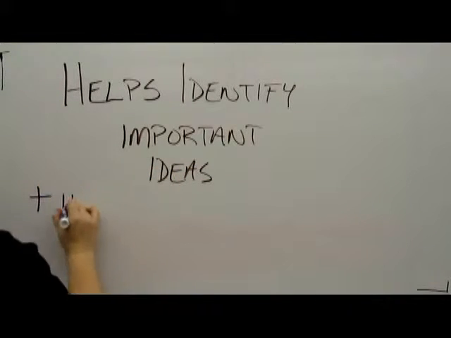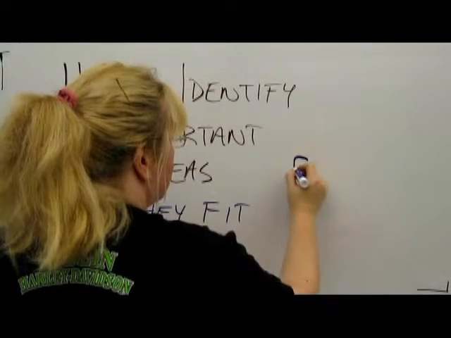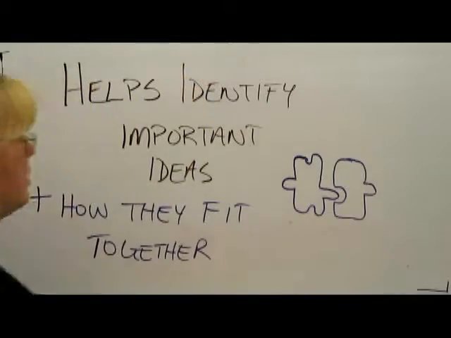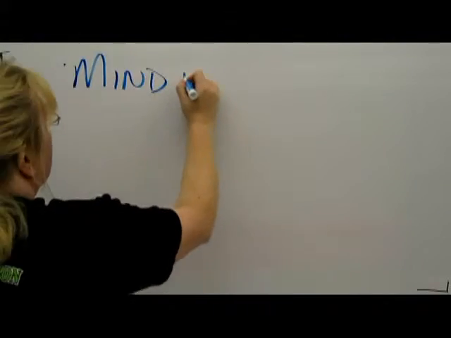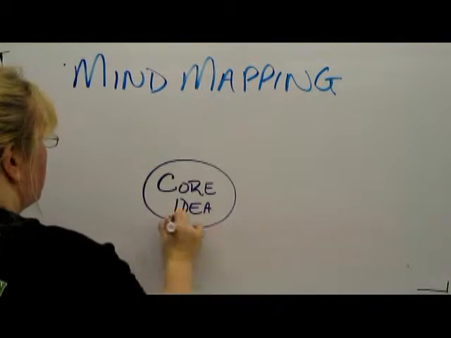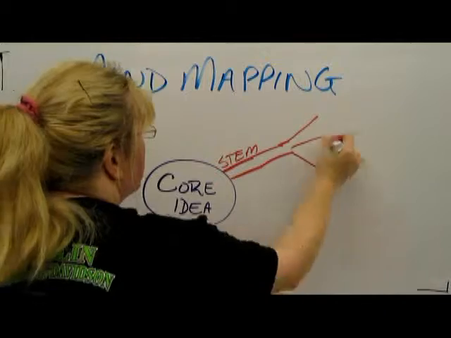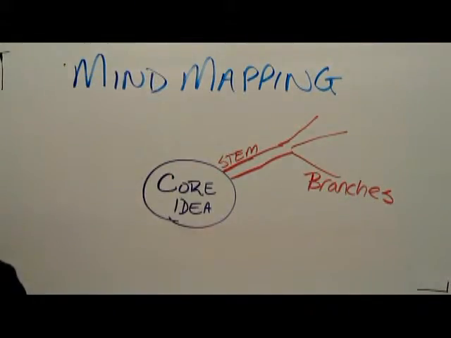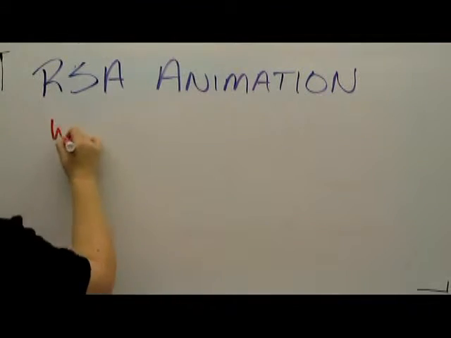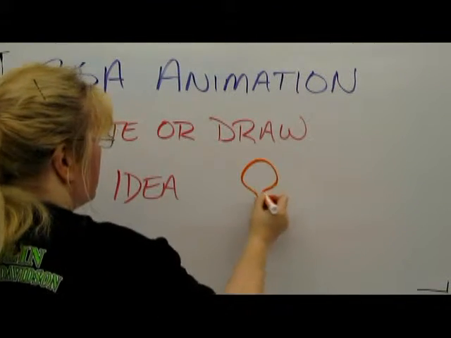So when you're thinking about that, I think of a puzzle piece, like when you're putting together jigsaw puzzles, and where do they go? It's kind of an area with that. So when you look at mind mapping, you have your core idea, and then from that you have your stems, which are your breakdown from there, the next major idea, and then it breaks down into more ideas, which are branches.